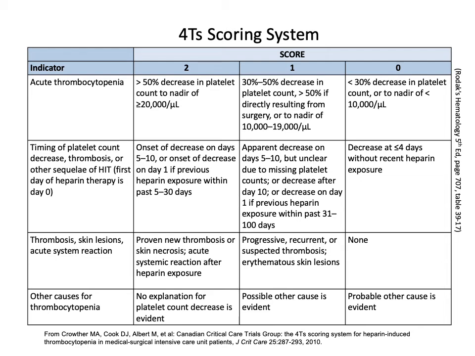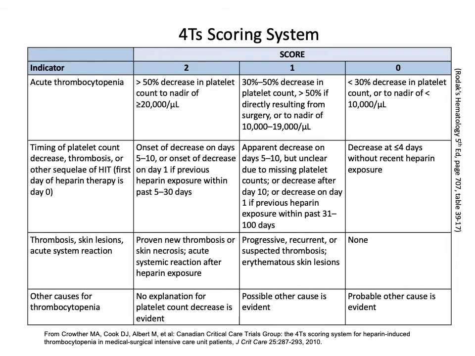The maximum pre-test probability score is 8. And again, a score of 6 to 8 indicates a high probability of developing heparin-induced thrombocytopenia. A score of 4 to 5 indicates an intermediate probability, and a score of 0 to 3 indicates a low probability.